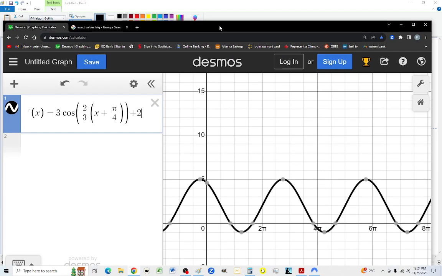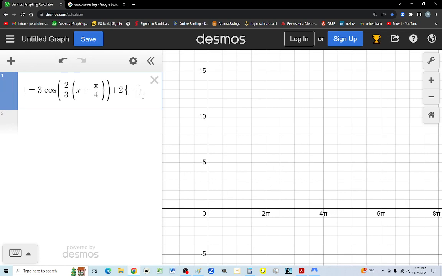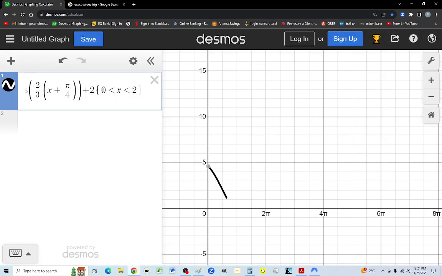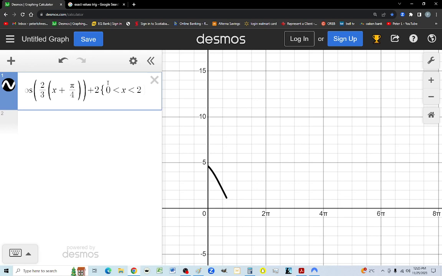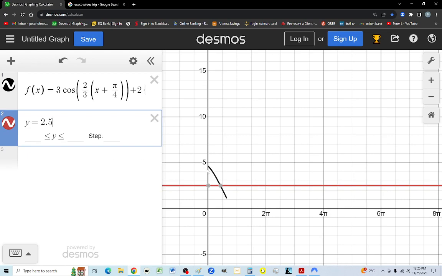Okay. Now they want me to restrict the domain between 0 and 2. I think it was between 0 and 2. I'll go back and see if it wasn't between 2 and 0. No, between 0 and 2. And they said smaller than, not equals. And where they say y is equal to 2.5. So they're saying between 0 and 2, where is it 2.5? Okay, yeah, 0 and 2 down here.